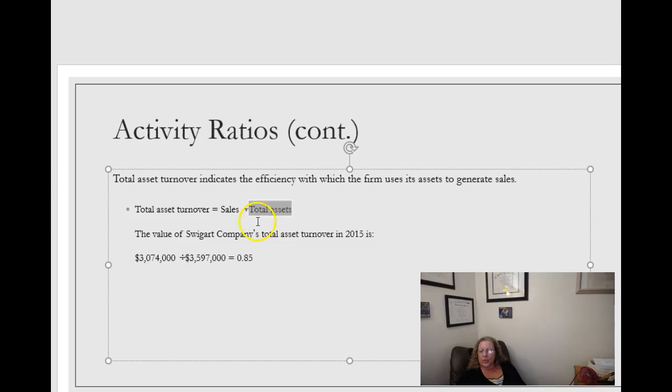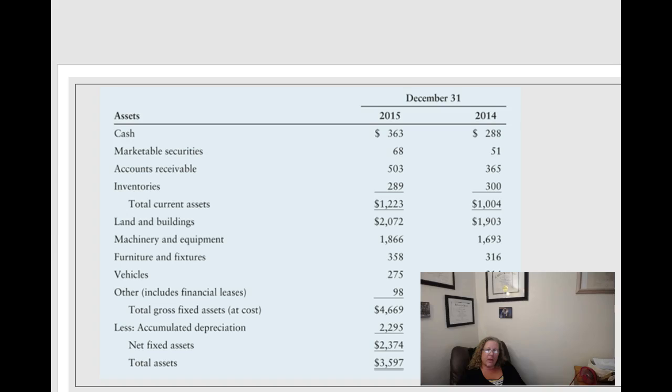So I will show you right here, total assets, you may recall this from the previous video, 3,597,000 is your total assets. And if I go back to my balance sheet, if I can find it real quick, there it is. There's my total assets, 3,597,000. All of this is in millions. That's not 3,597, it's 3,597,000.